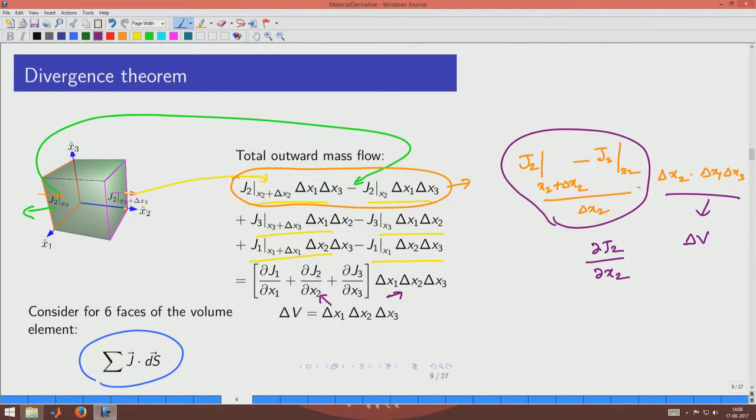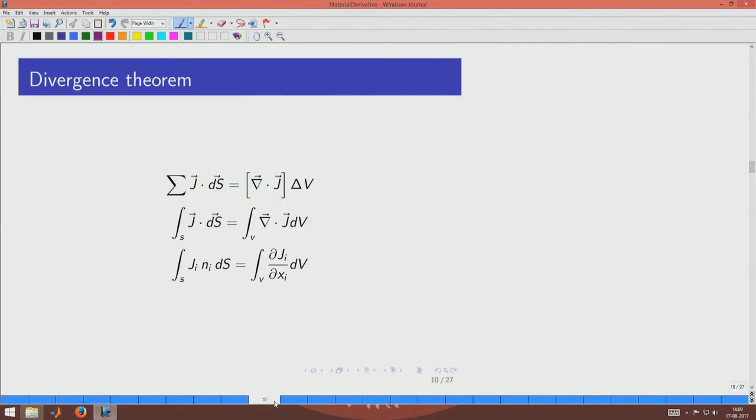Okay. And similarly for the other two directions, if you write, then you would see that the sum of the fluxes is given by the terms dou j1 by dou x1 plus dou j2 by dou x2 plus dou j3 by dou x3, into the volume of the control volume. Okay. So, delta V is coming here with the definition. So, by looking at the sum of the flux through all the 6 phases, we see that what comes about is the divergence of the flux into delta V.